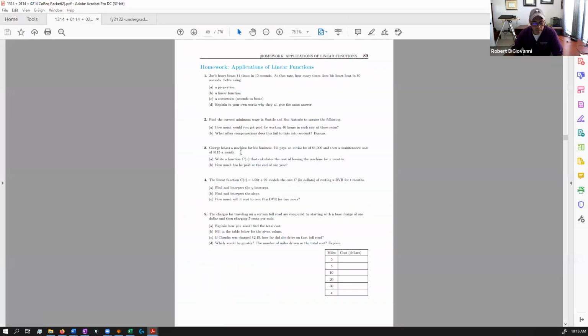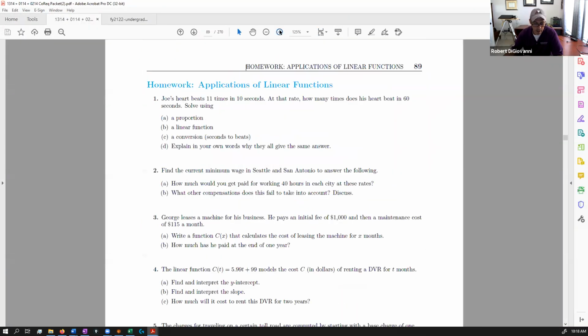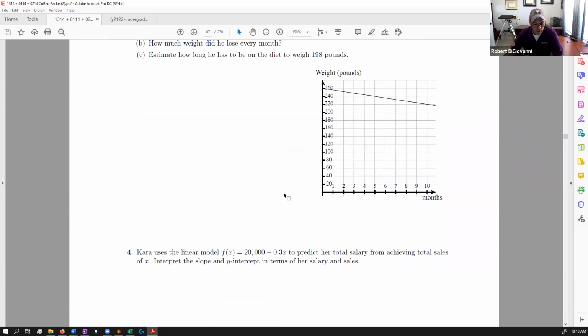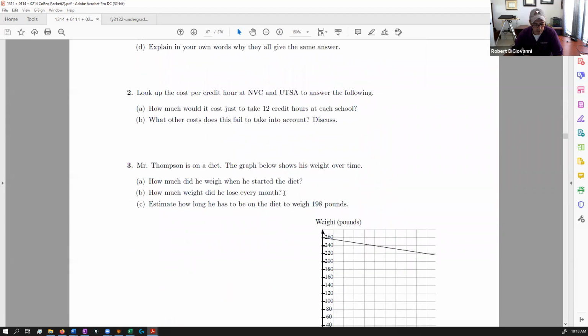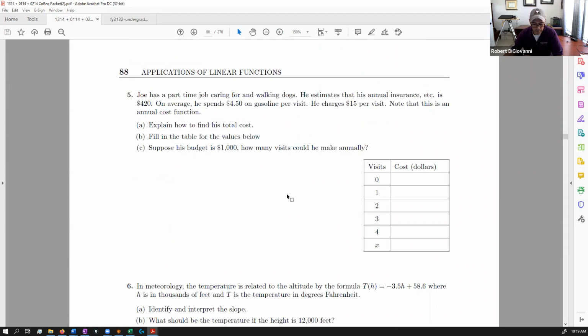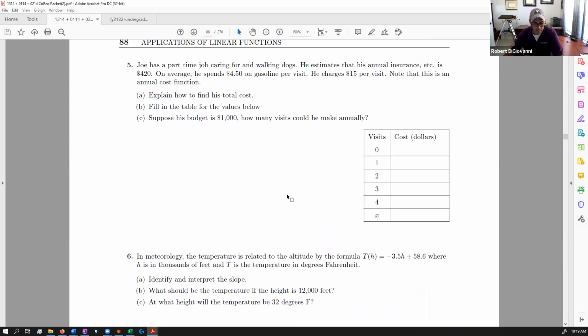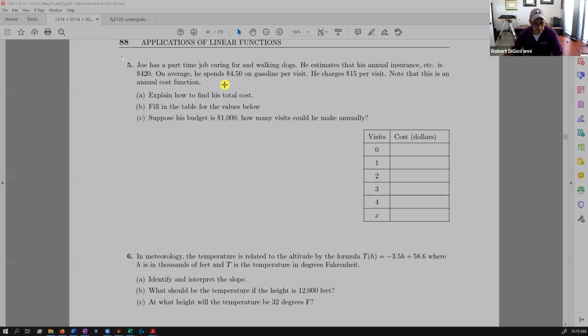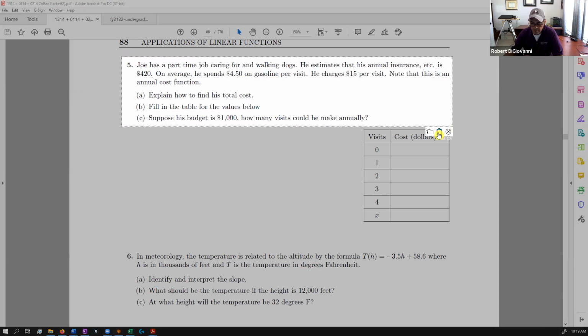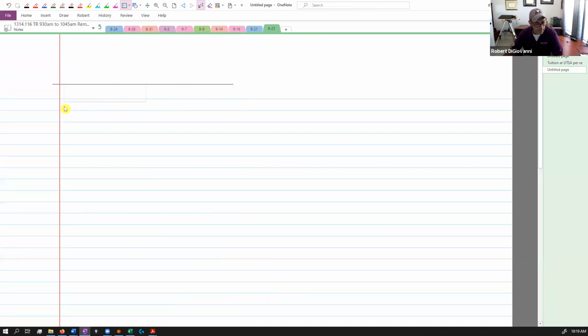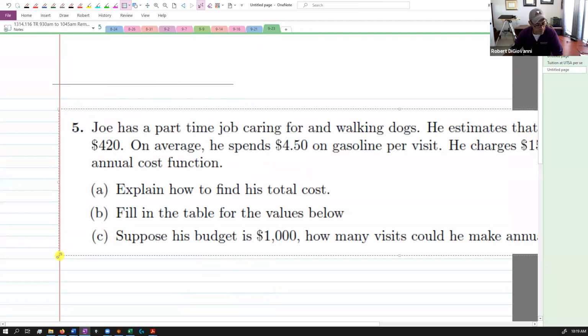I want to take a look at a couple of problems from the, not the homework. I'm going to do some problems off of here. Let me see which ones I want to do. Now, this one is a tricky one. This one causes students issues. All right, let's read through this first.